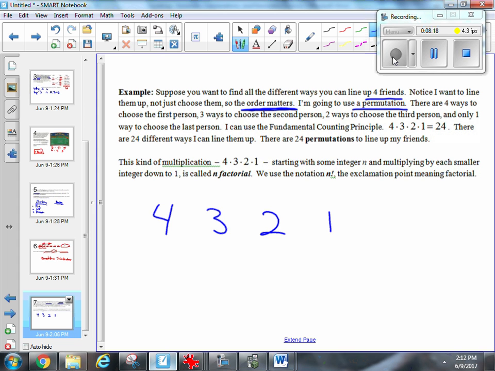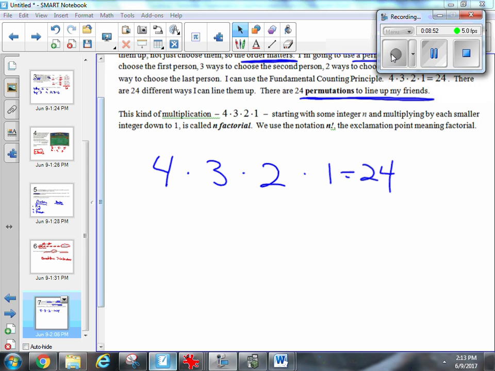So I'm going back to the fundamental counting principle. I had 4 choices times the next was 3 choices, times the next was 2 choices, times the next was 1 choice. So I have 4 times 3 times 2 times 1, and that tells me there are 24 different ways I can line them up. There are 24 permutations to line up my friends.